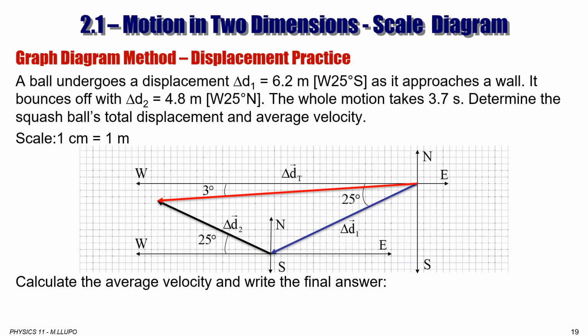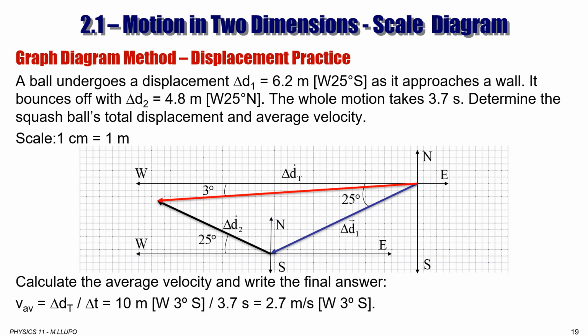And the final step is a piece of cake. You already have displacement now. You divide it by time, so you have 10 meter west 3 degrees south divided by 3.7, which is equal to 2.7 meter per second. But you have to do it with a direction because it's a vector quantity. Displacement is a vector quantity, it needs a direction. Velocity is a vector quantity, it needs a direction. So 2.7 meter per second west 3 degrees south, and that will be the answer.